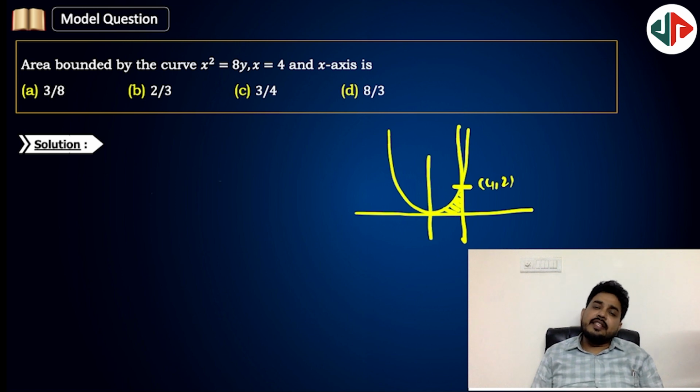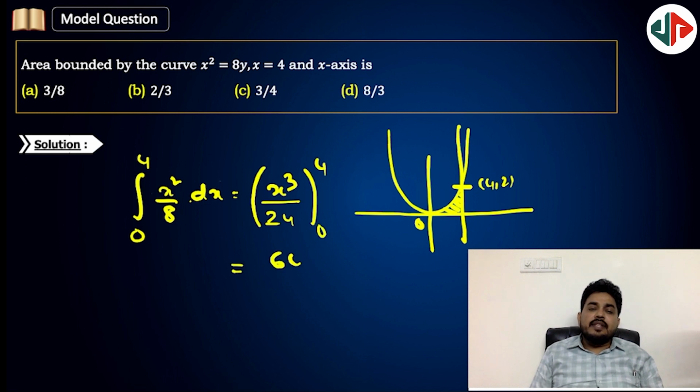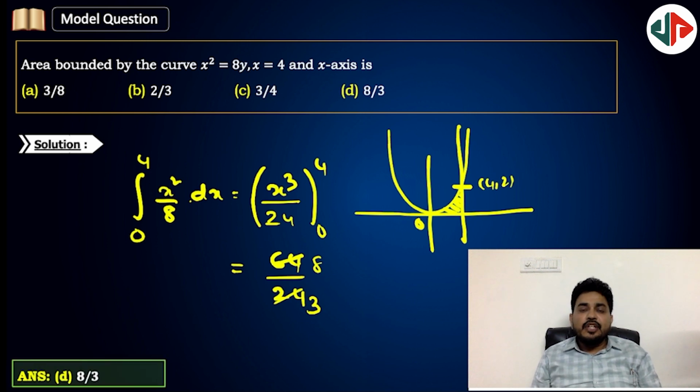I need this area. So what you can do, integral 0 to 4, what is y? X square by 8 dx, which is equal to x cube by 24 of the limit 0 to 4, which is equal to 64 by 24. 8 8s are 64, 8 3s are 24. So answer is 8 by 3 units.